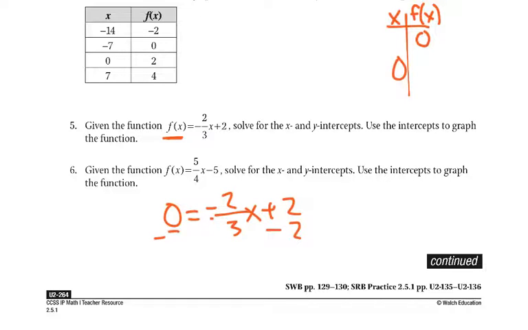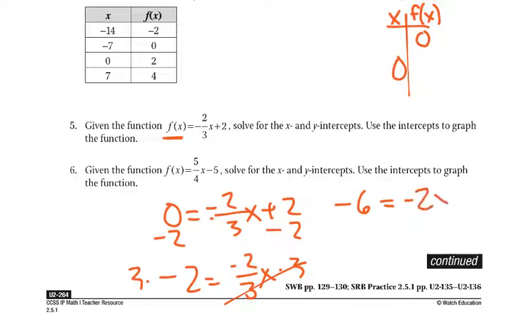So we'd subtract 2, get -2 equals -2/3 x times by 3. That would get rid of our fraction. So we'd have -6 equals -2x, right? 3 times -2, divide by -2, and that would give us a +3 for x. Okay, that gives us one of them. That gives us our x-intercept.